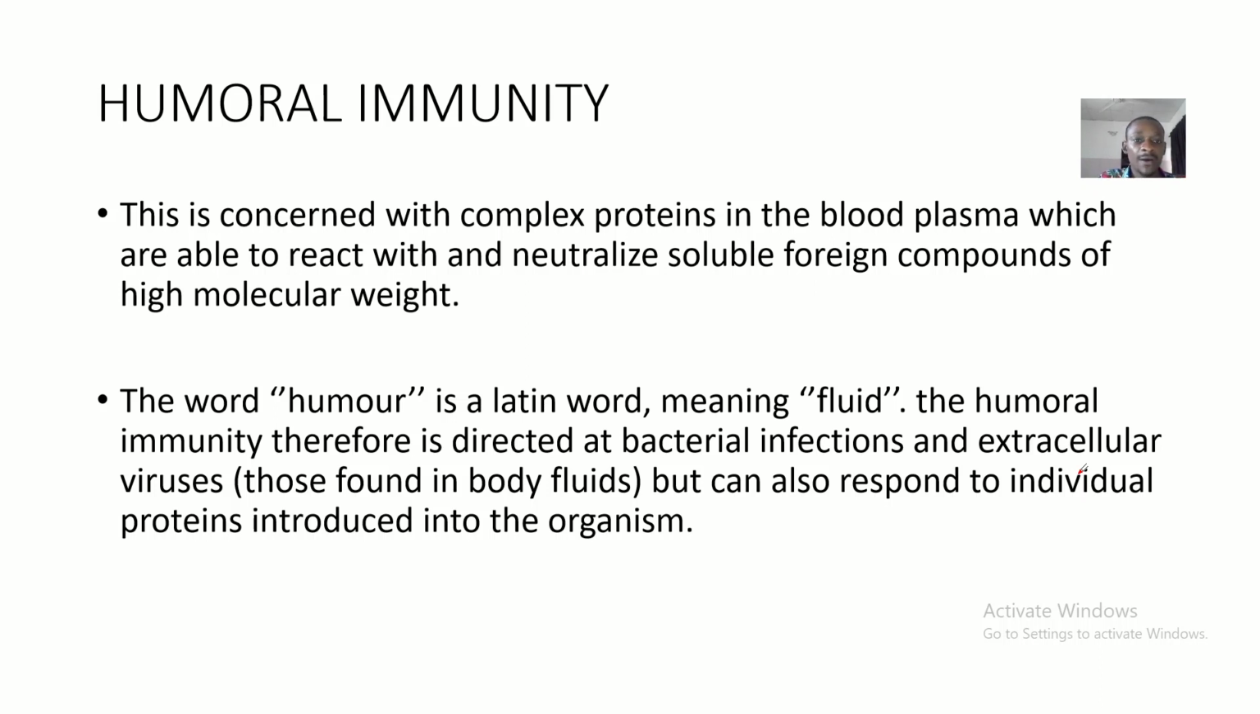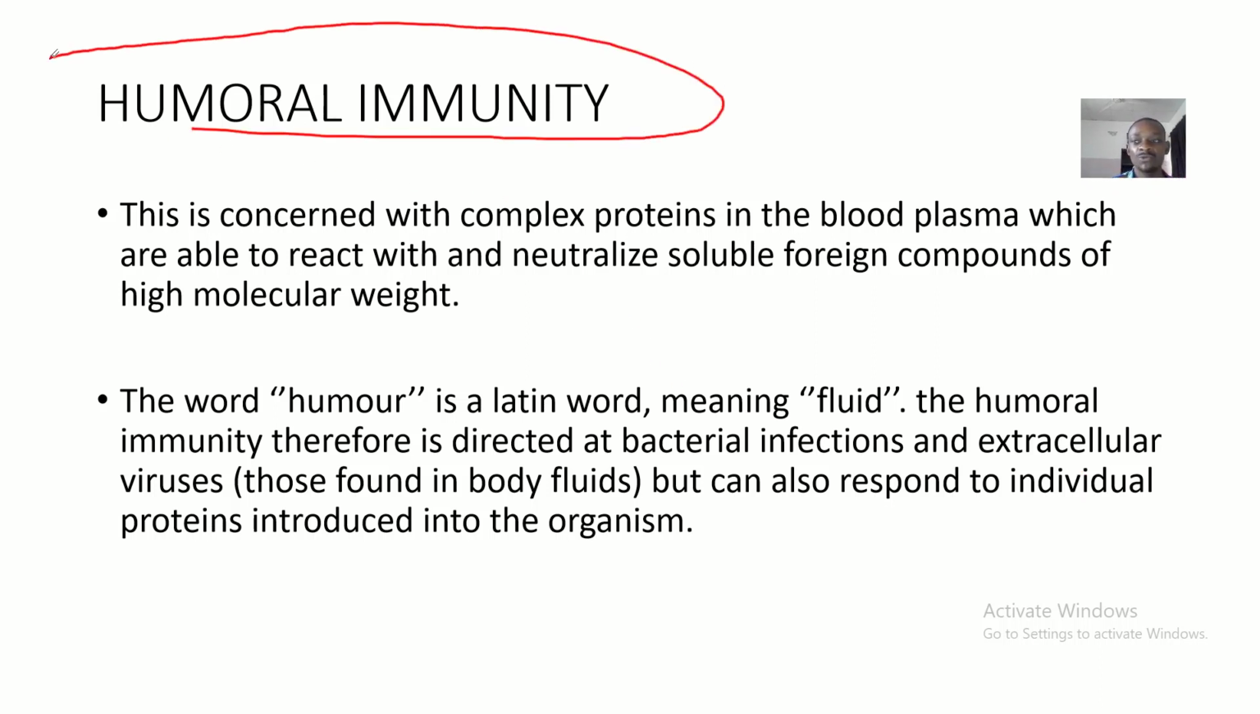But now, how about the mechanism of action? The mechanism of action of B lymphocyte is also known as what? Humoral immunity. This is concerned with complex proteins, that's antibodies. These complex proteins are in the blood plasma, and they are able to react with and neutralize what? Soluble foreign compounds of high molecular weight. So they actually react with these antigens and neutralize them.